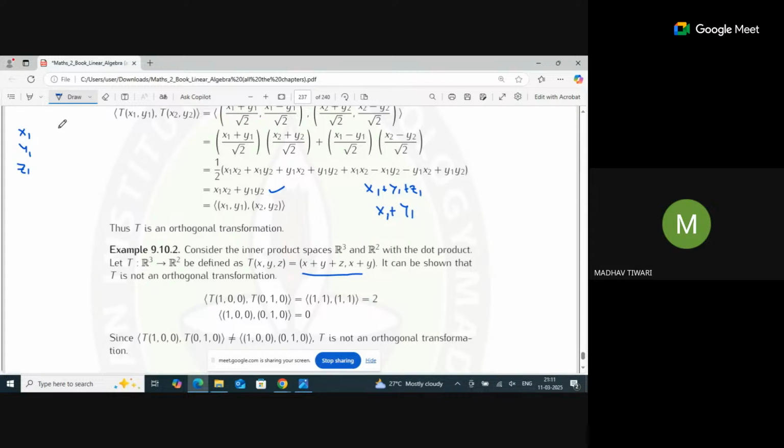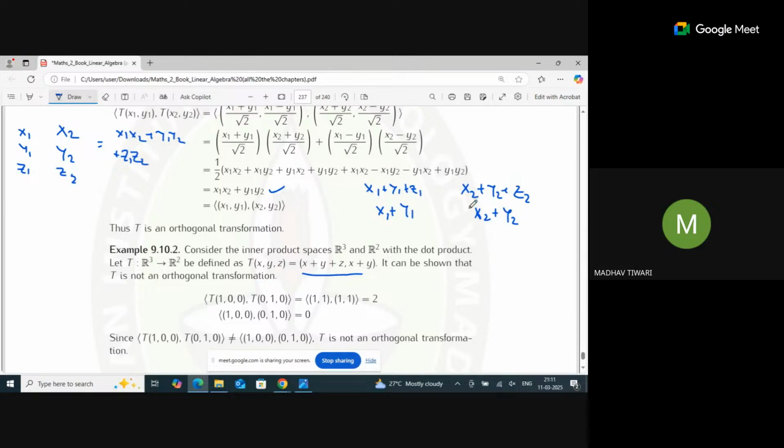Okay. And I will take my second vector as x2, y2, z2. So its transformation will be x2 plus y2 plus z2, right? And below it, I will have x2 plus y2. This is x. Okay. So if I do the dot product here, it will be equal to x1 x2 plus y1 y2 plus z1 z2. So it should match with this right hand side.